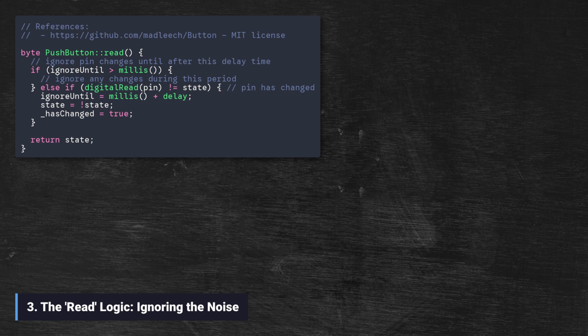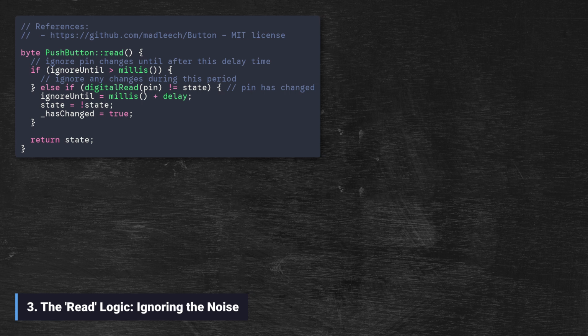When a change is detected, 3 things happen. ignoreUntil equals millis plus delay. It sets a new timestamp for the future, the next 100 milliseconds. During this time, any subsequent mechanical vibrations will be ignored.